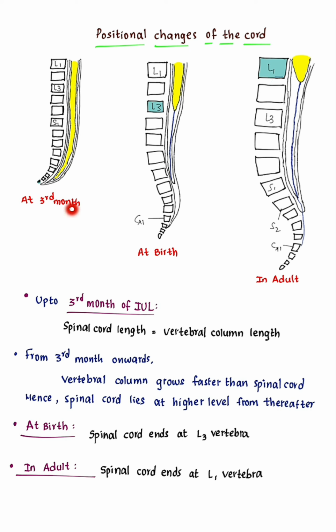Up to the third month of intrauterine life, the length of the spinal cord is equal to the length of the vertebral column. Thereafter, the vertebral column grows faster than the spinal cord. Hence, the spinal cord lies at a higher level than the vertebral column. At birth, that is in newborns, the spinal cord ends at L3 vertebra. In adults, it ends at L1 vertebra.